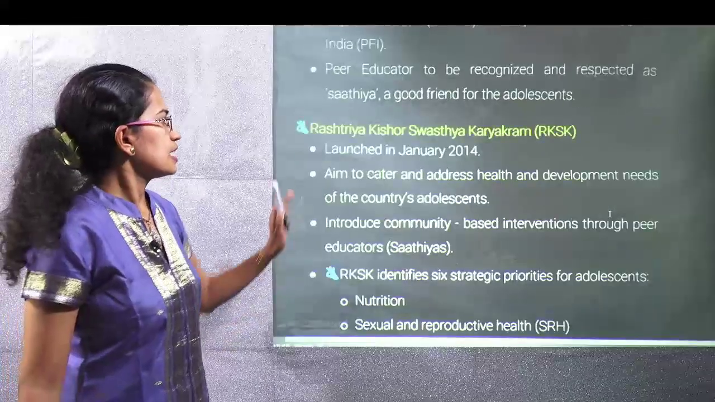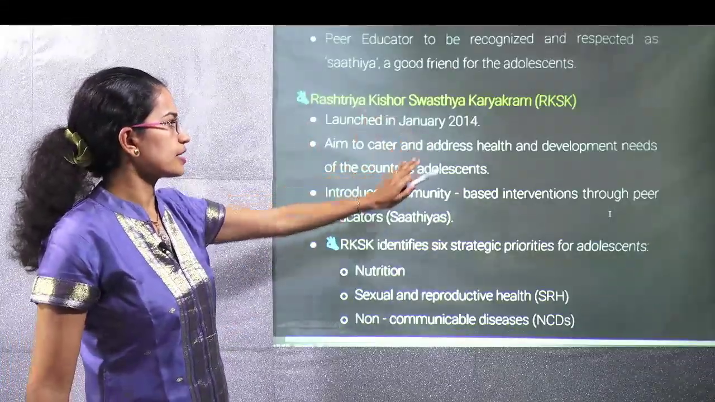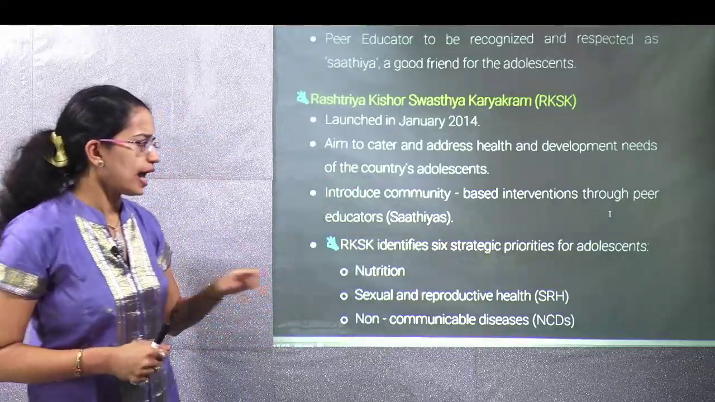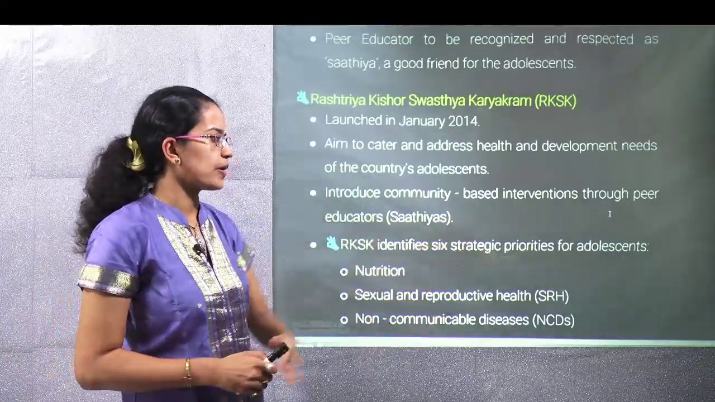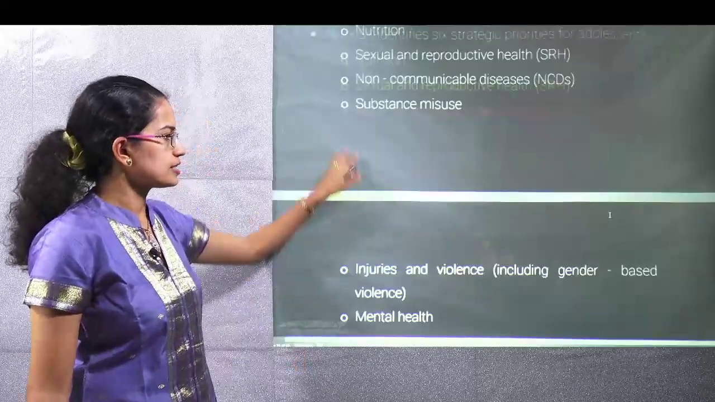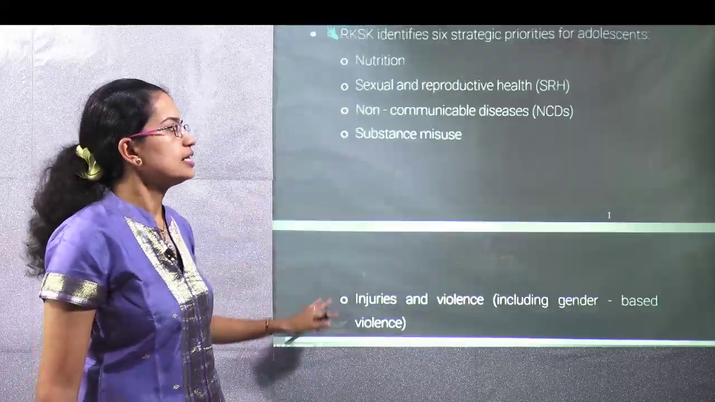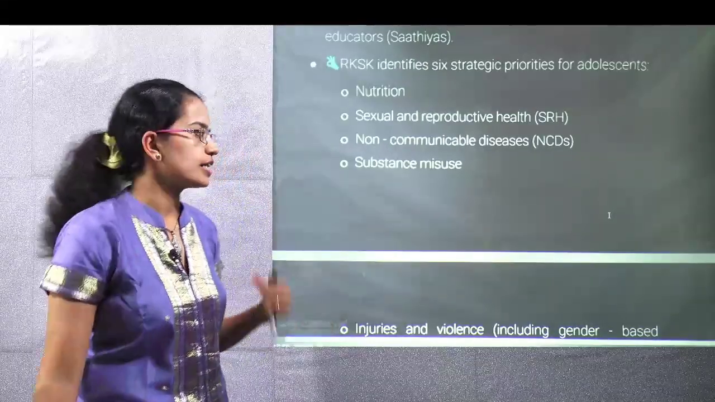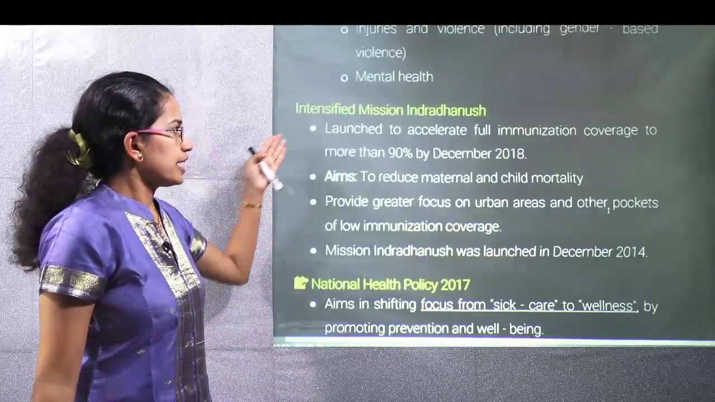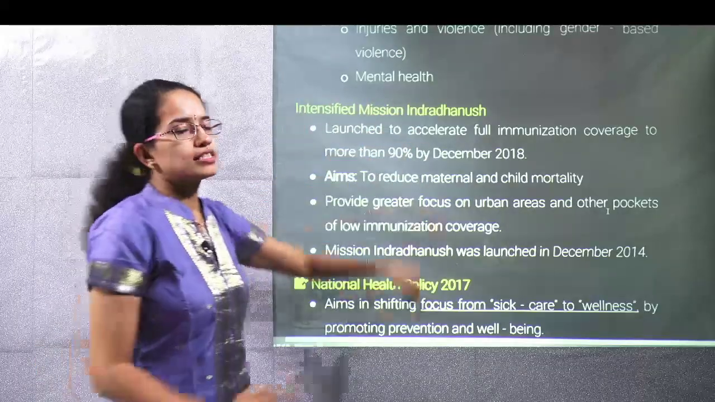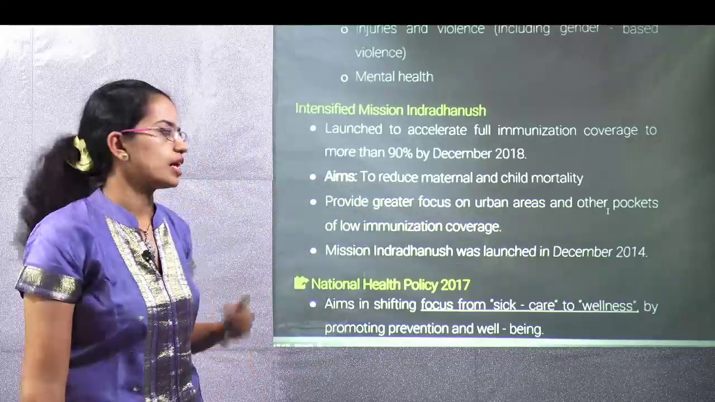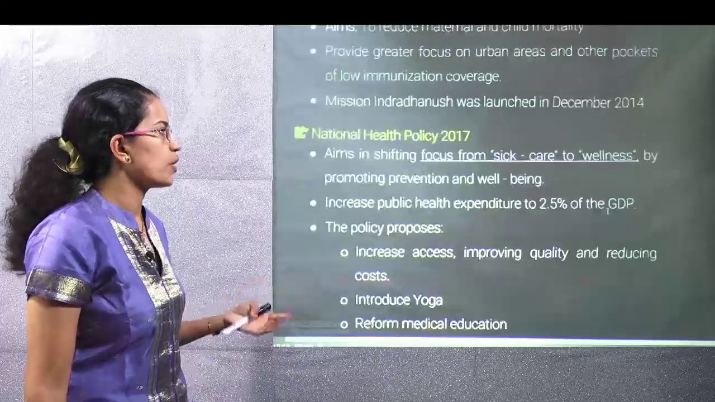The next is the Rashtriya Kishore Swasthya Karyakram, which was launched in January 2014. The idea is to identify the 6 priority areas. Now what are the 6 priority areas? The list is here. So again, which are the priority areas should be by heart, and you should know those. The intensified Mission Indradhanush is a full immunization program. Already you had a question on Mission Indradhanush last year, so it's definitely important.